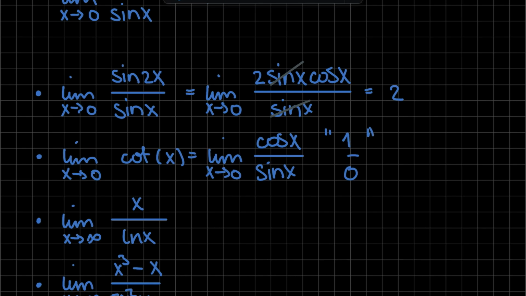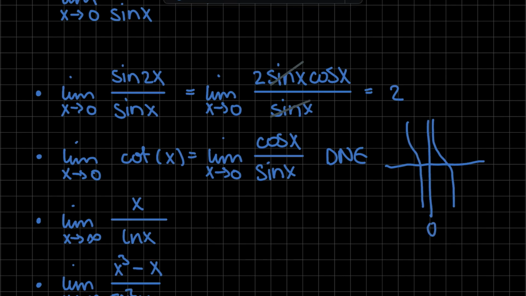And again, we have this constant over 0, in quotation marks. And we know that this limit doesn't exist. So we just write DNE. And the reason for that is that if you were to sketch it on a graph, it approaches infinity from one side and negative infinity from the other. So the graph would look something like this, 0 being here. So from the positive side, it's going to positive infinity, and from the negative side, it's going to negative infinity.